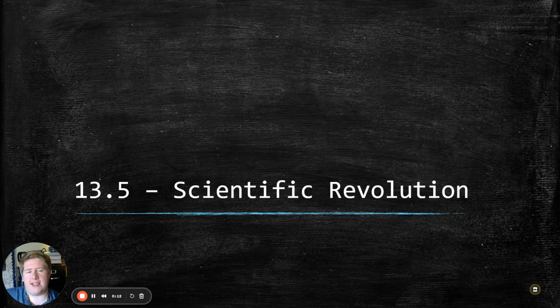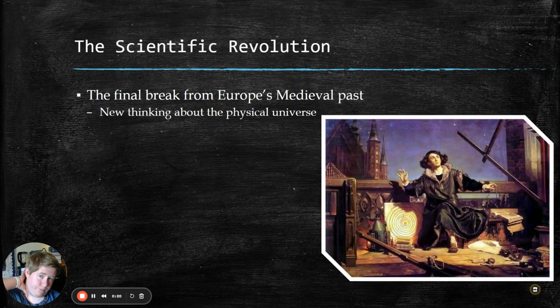So today we're looking at the scientific revolution. We're going to be talking about changes in various branches of science. So go ahead and get your notes out and let's get started. This is the final break from Europe's medieval past. With all this new thinking due to the printing press and the Reformation and the Renaissance, there's new thinking about the physical universe.